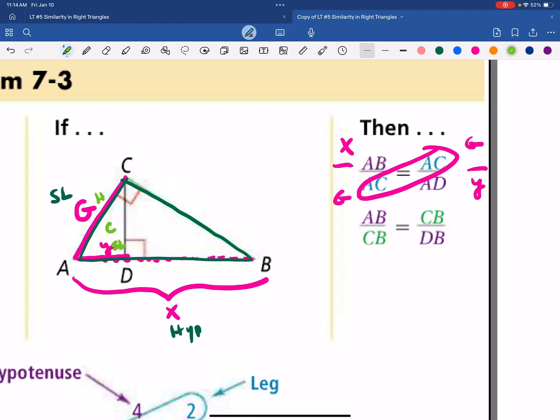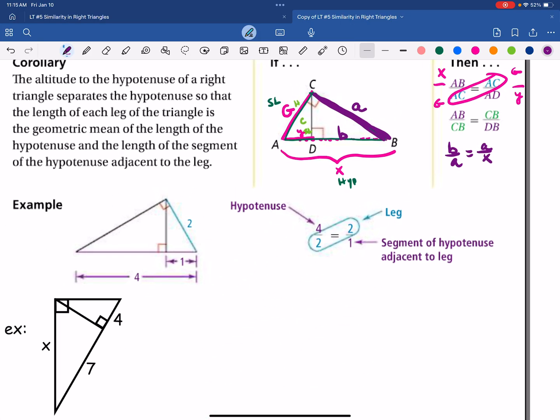Now the same is true over here on the other side, where I could do x is to, I'm going to call this, no, I'll call this A, and I'll call this B. Where A is the geometric mean between the hypotenuse and the part of the hypotenuse. So I could say B is to A as A is to X. Multiple ways to write it. It's going to take practice.